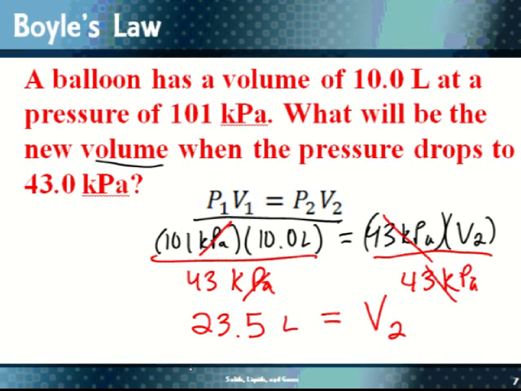When we type in the calculator 101 times 10 divided by 43, we get 23.5 liters. But also note that because we have kilopascals in the numerator and kilopascals in the denominator, we end up with just liters as the final answer for our units for the final volume.